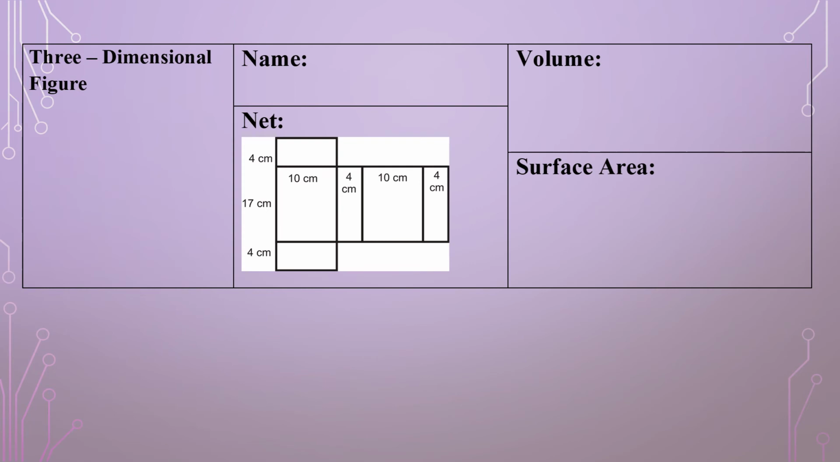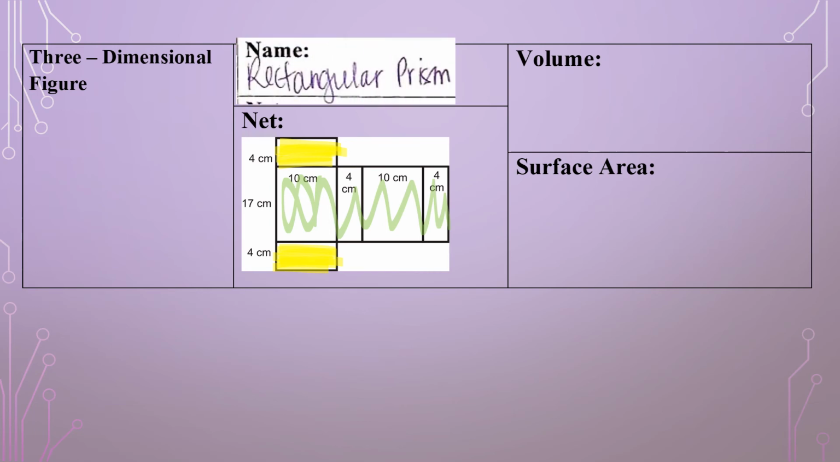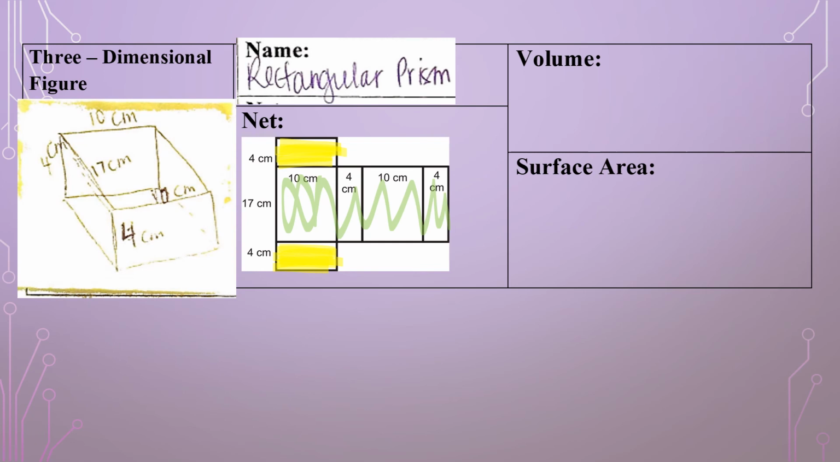The next one, again, they only give us the net, so you can tell that these two are our bases, because these sides over here would fold up to create the lateral faces. Okay, so this is a rectangular prism. Again, we need to draw our 3D solid. So again, it's not perfect. I'm not a great artist. I messed up, so I had to cover this up with a Post-it note. That's why it doesn't look too pretty, but you get the gist there.